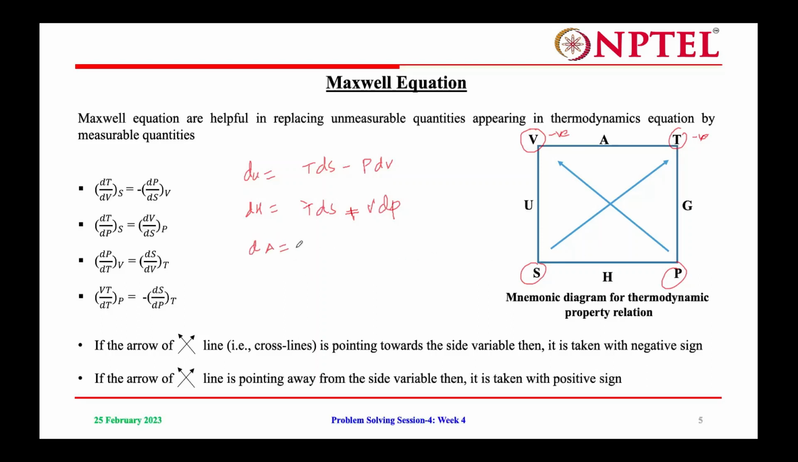dA is minus P dV minus S dT, and dG, here T and S, so here T is negative, so minus S dT, and here is the positive sign: T dS plus V dP, then minus S dT minus P dV, then minus S dT plus V dP. All of you getting it or not?